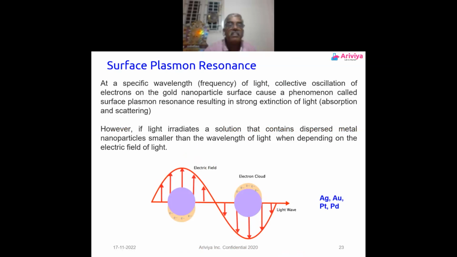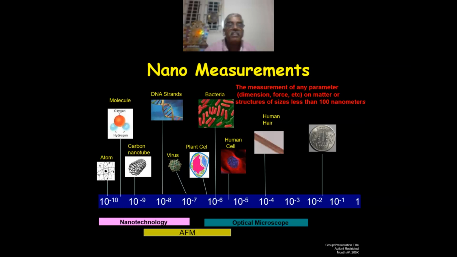Okay, so the specific wavelength of light causes collective oscillation of electrons on the gold, not only gold, silver, platinum, gold nanoparticle surface, a phenomenon called surface plasmon resonance. This happens when light irradiates a solution that contains dispersed nanoparticles, which are smaller than the wavelength of light, depending on the electric field of light. So that is called surface plasmon resonance.